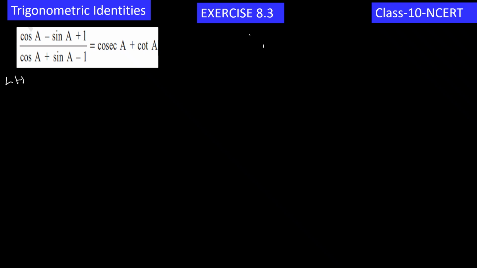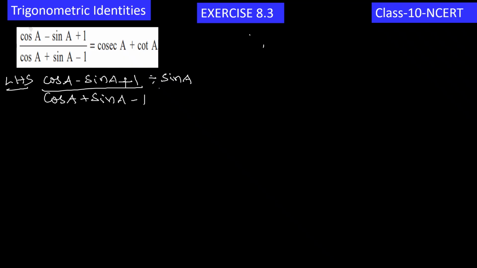To prove this, first we consider the LHS part, that is (cos A minus sin A plus 1) divided by (cos A plus sin A minus 1). Dividing both the numerator and denominator by sin A, we get cos A by sin A, cot A; sin A by sin A, 1; 1 by sin A, cosecant A.